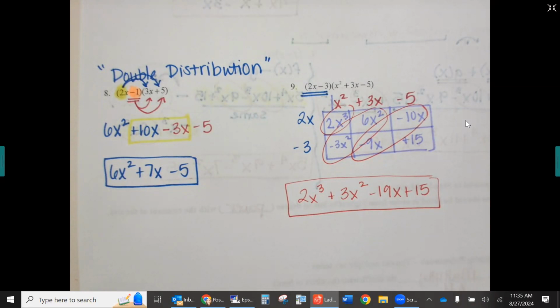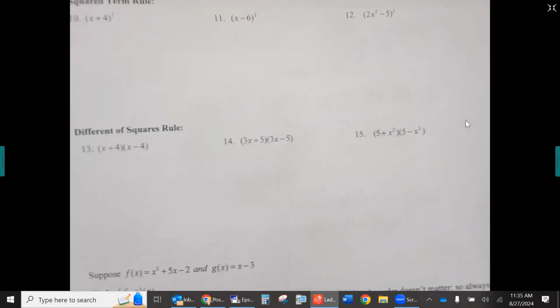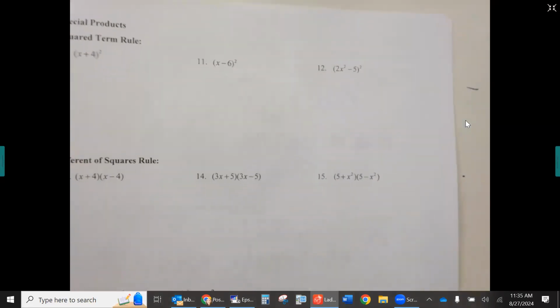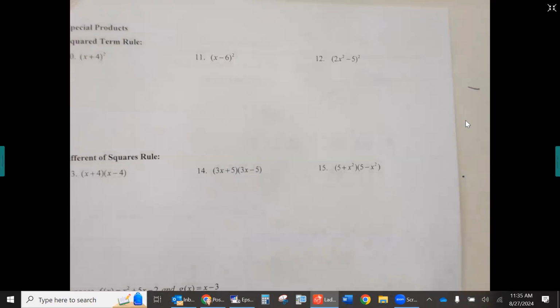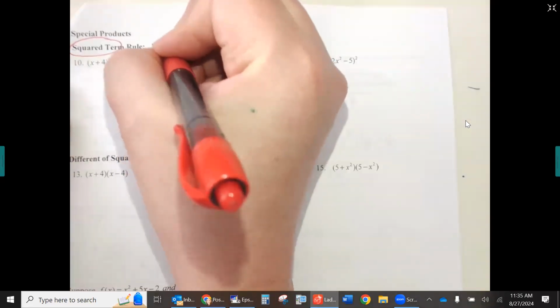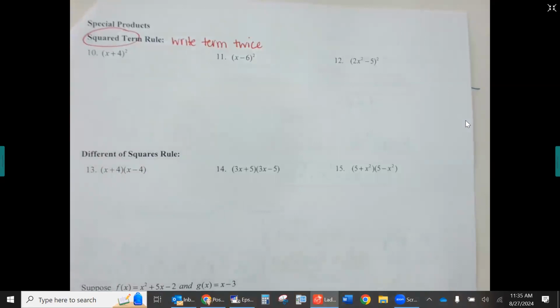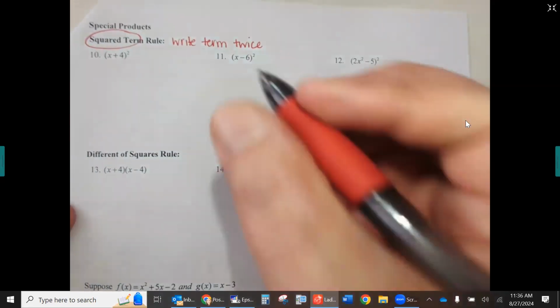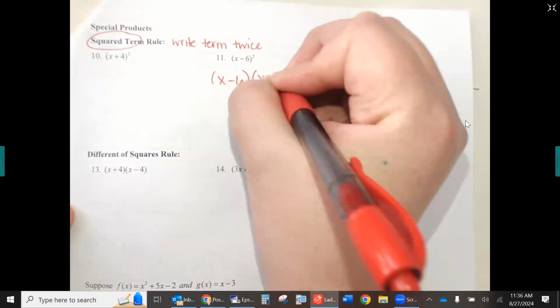Okay, if you get a term that is squared, how many times does that mean that you should write it? Twice. So if you have a squared, you are just going to write that term twice. So let's say, for example, that I wanted to work number 11. My x minus 6 has a squared on it. That means that I have x minus 6 twice.